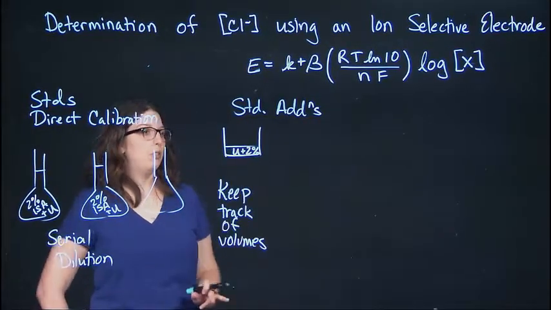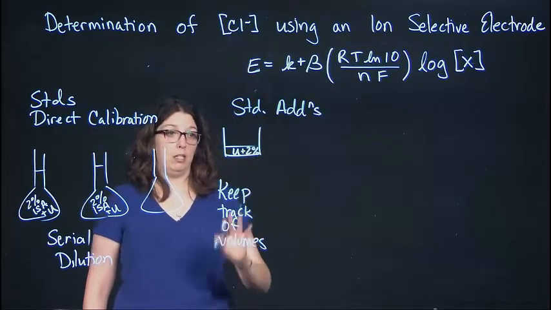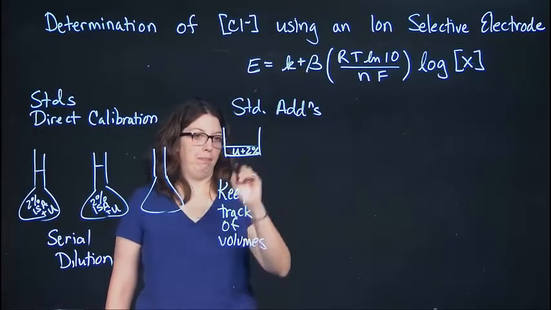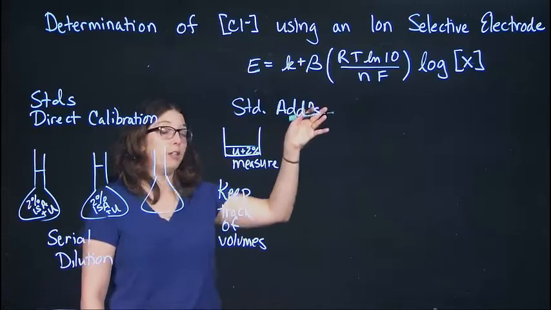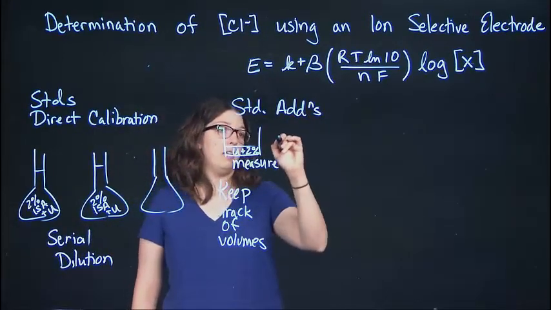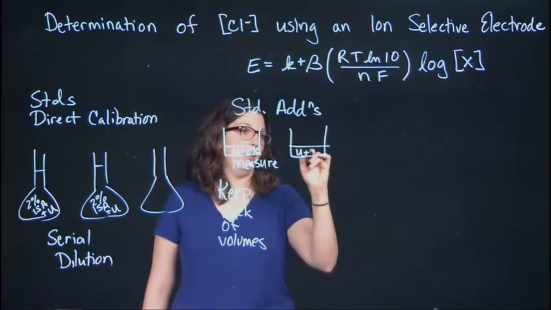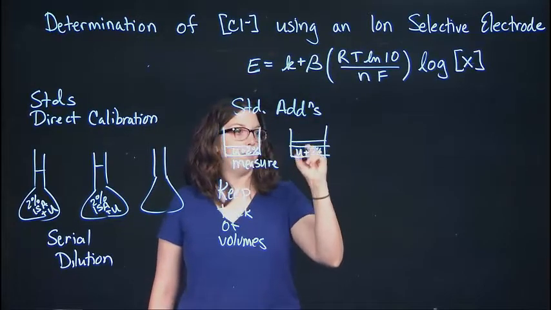So you've got your beaker with your unknown and some amount of ISA to make it 2%, and then you're going to measure. You're going to measure the response on the ion selective electrode and write this down. Then you're going to add to this same beaker, so it already has the unknown and 2% ISA, some spike.